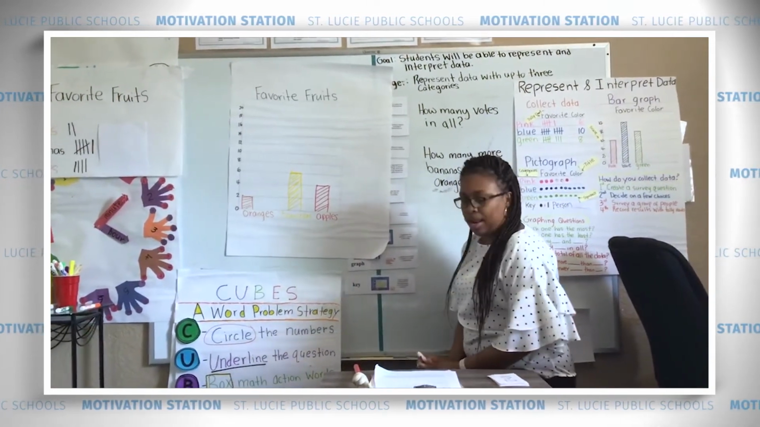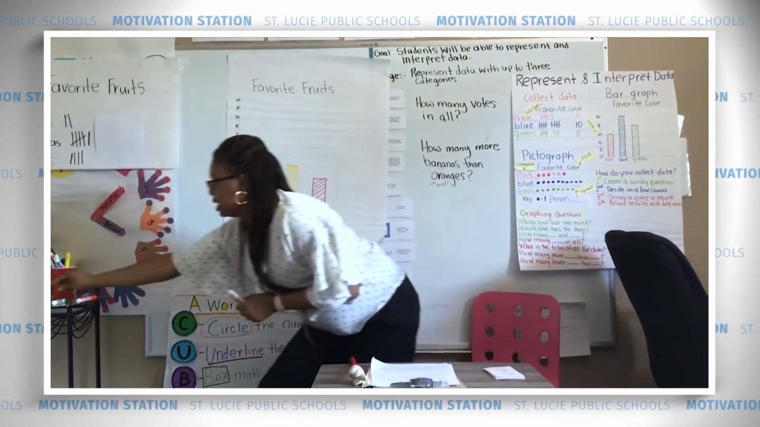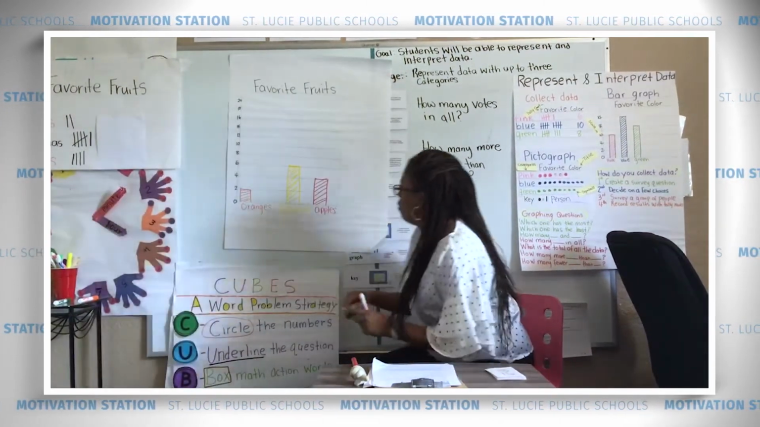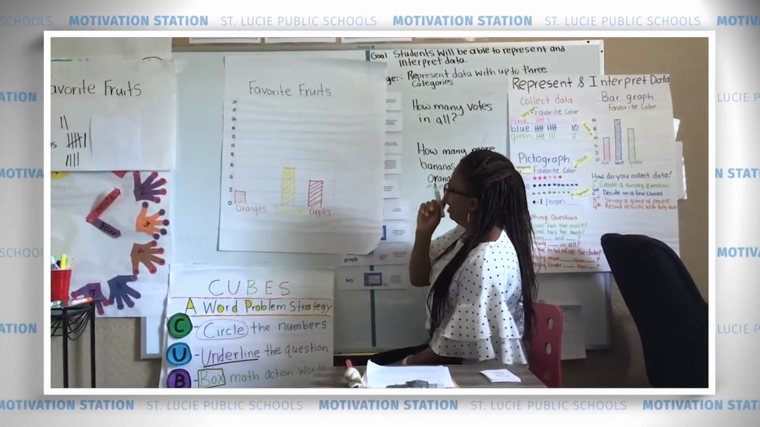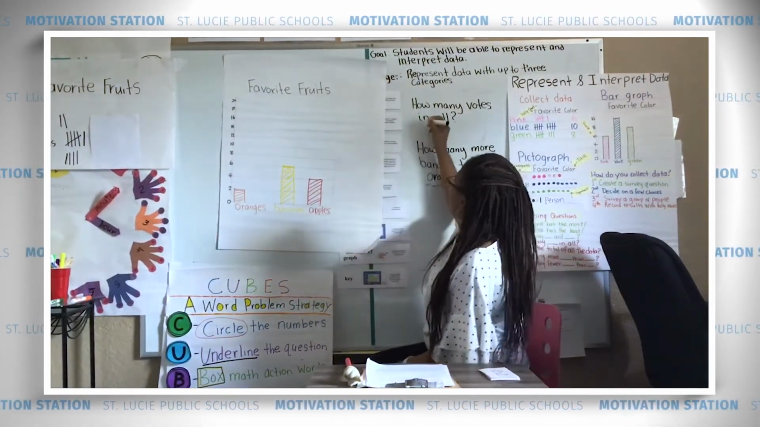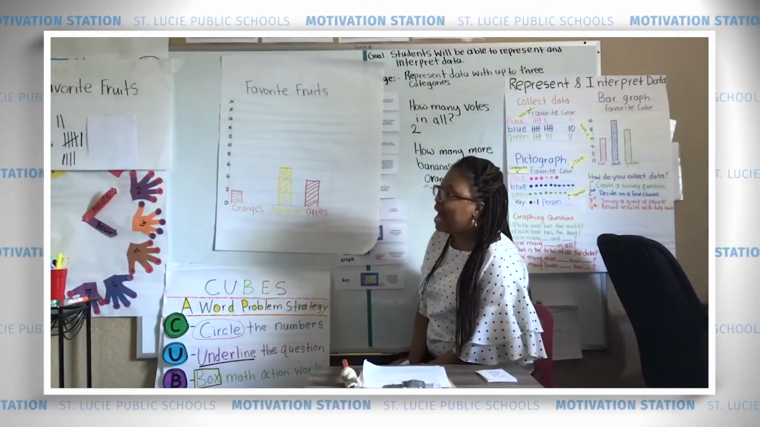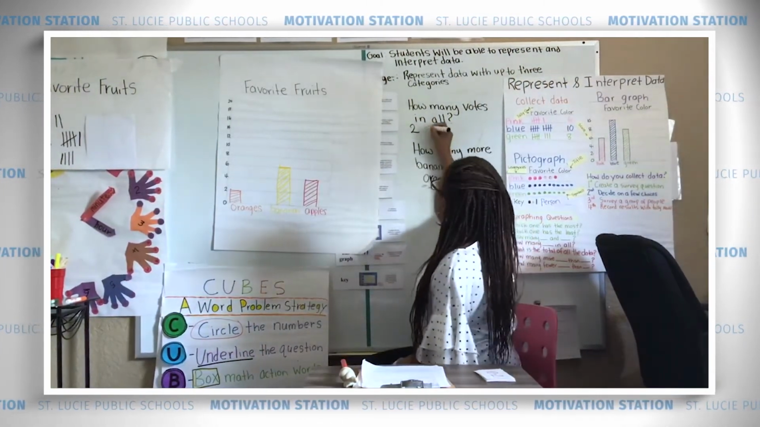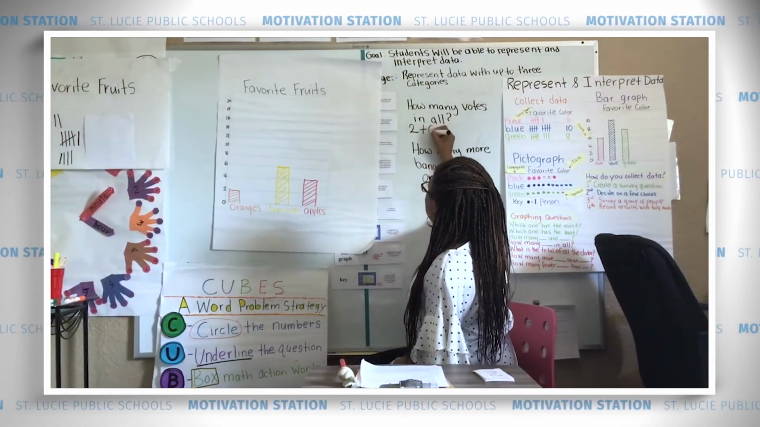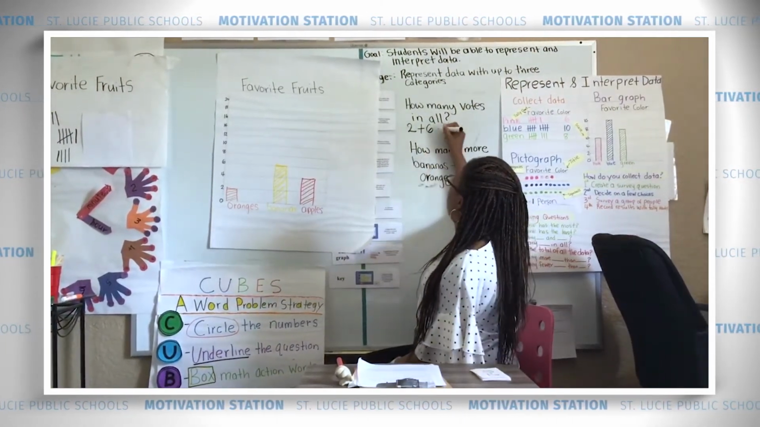Well, in all, that means I am going to have to add all the votes together. So how many votes in all? I'm going to say, well, orange is how many votes? That would be 2, right? And bananas was how many votes? Banana was 6. So I'm going to add 6 to that. And then apples was 4.